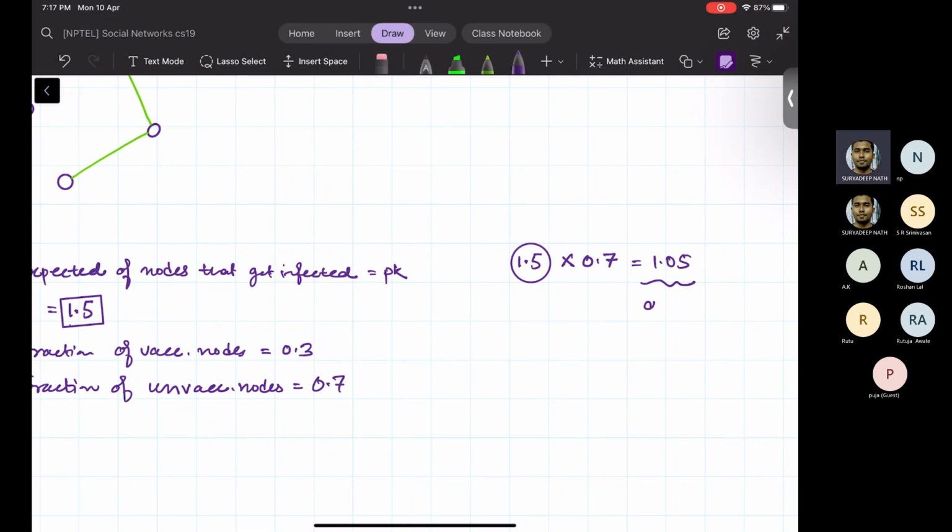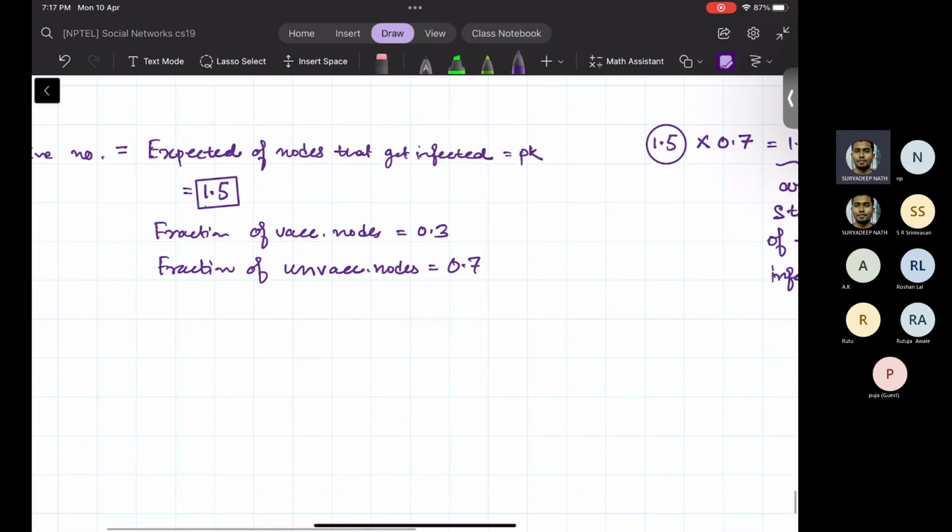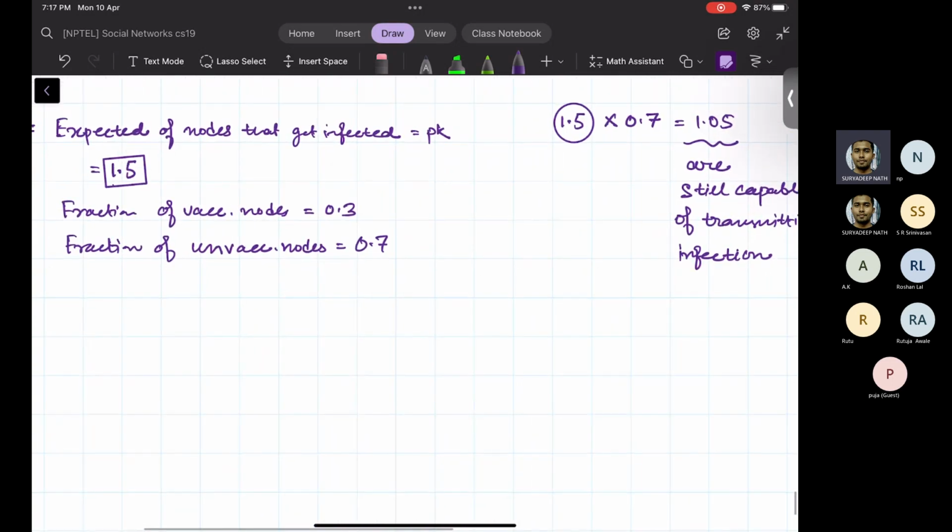Are still capable of transmitting infection. So that is what is happening. That is how you get this 1.5. So I will show it by this branching process.